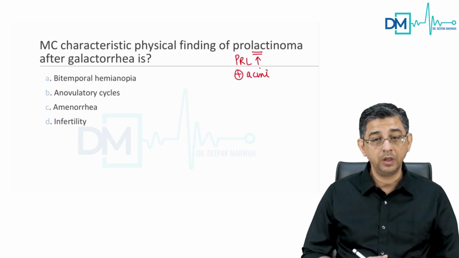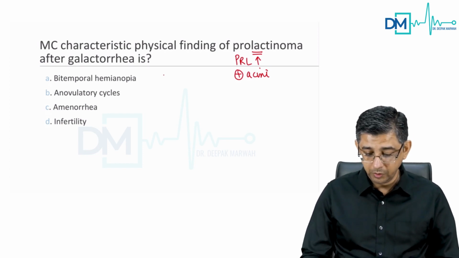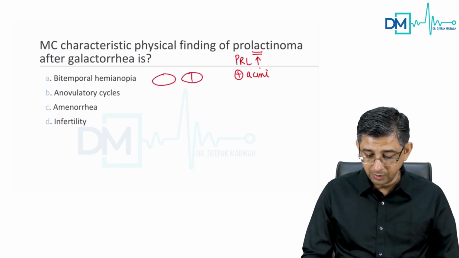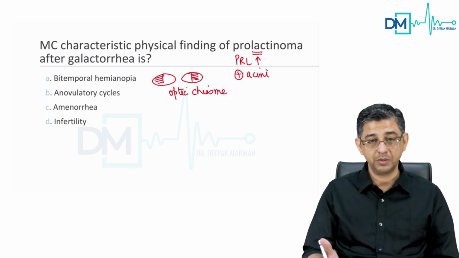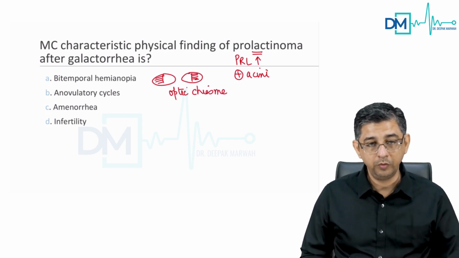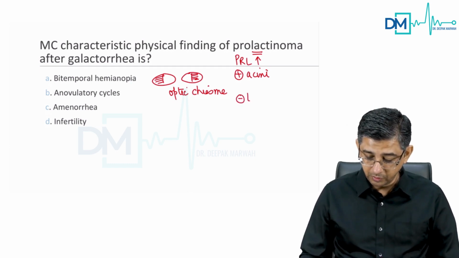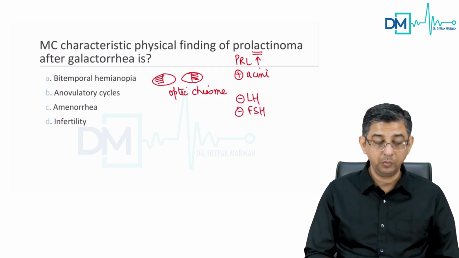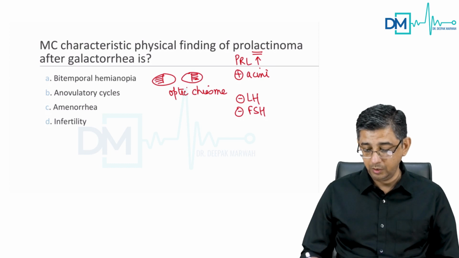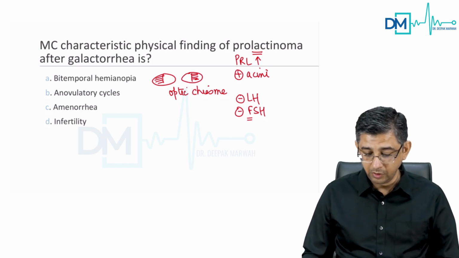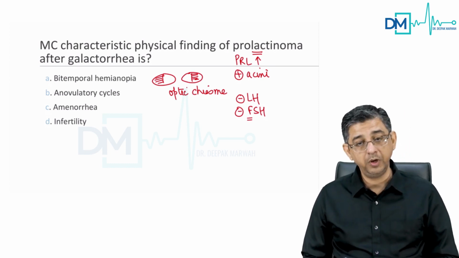Well, there's a tumor in the pituitary. The tumor in the pituitary can press on the optic chiasma, and pressure on the optic chiasma can contribute to development of bitemporal hemianopia. So this definitely looks like a possible answer to this question. Let's read on. Anovulatory cycles, yes, because prolactin has an inhibitory effect on LH and FSH. So the inhibitory effect on LH will contribute to anovulatory cycles, and with the inhibitory effect on FSH, the follicles will not develop, so there would be amenorrhea also.